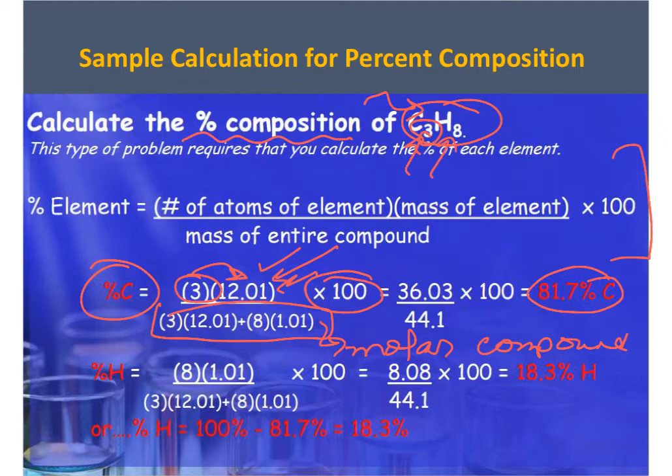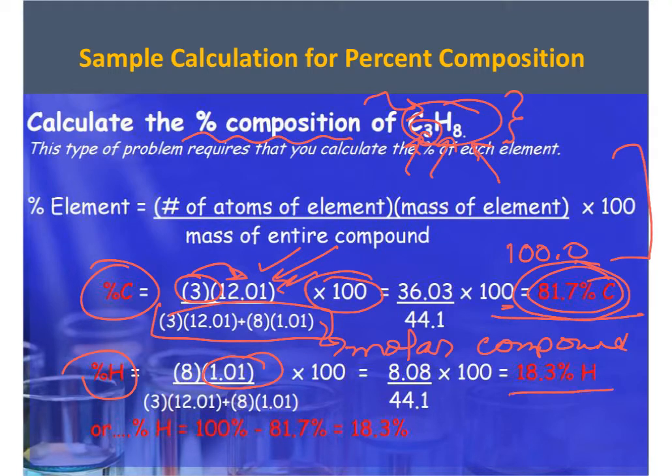Now, the only other element in propane is hydrogen, so we can go through the exact same process, right? Hydrogen's molar mass is 1.01. However, there's another way to do it. Since there are only 2 elements in this compound, once you find the percentage of one of them, let's say carbon is 81.7, it's very easy to find the other one. We know that percents have to all add up to 100, right? So 100 minus 81.7 is 18.3%.